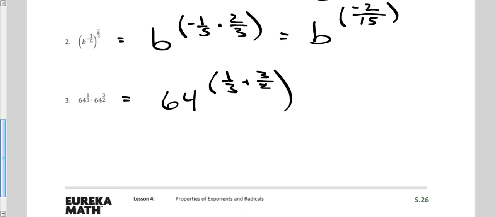I got a question. What happens to the other 64? You only write one down. I'm using this rule. When I have two things with the same base and I multiply them together, I can write them as one thing so long as I add the exponents. So I got two things with the base of 64, and that equals 64 to the power of those two exponents added together.